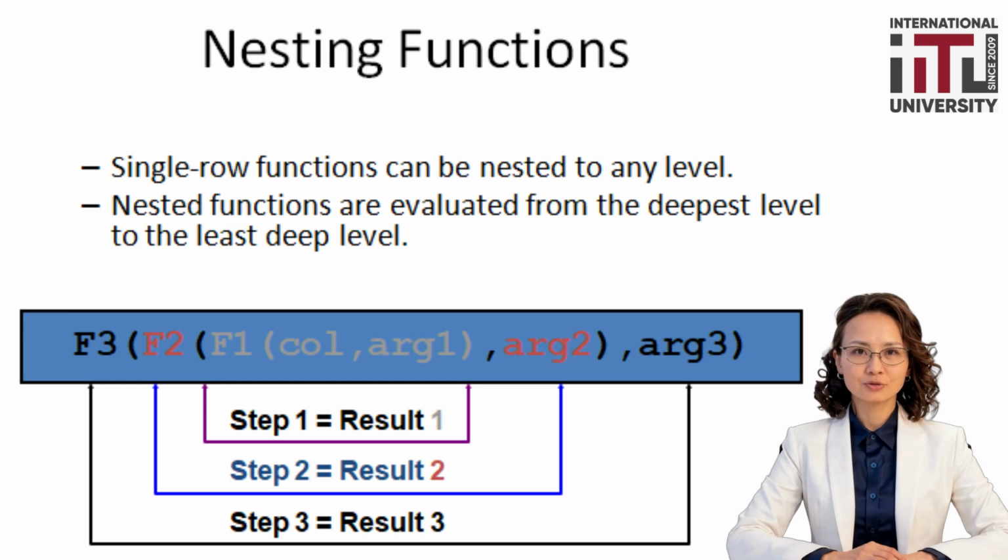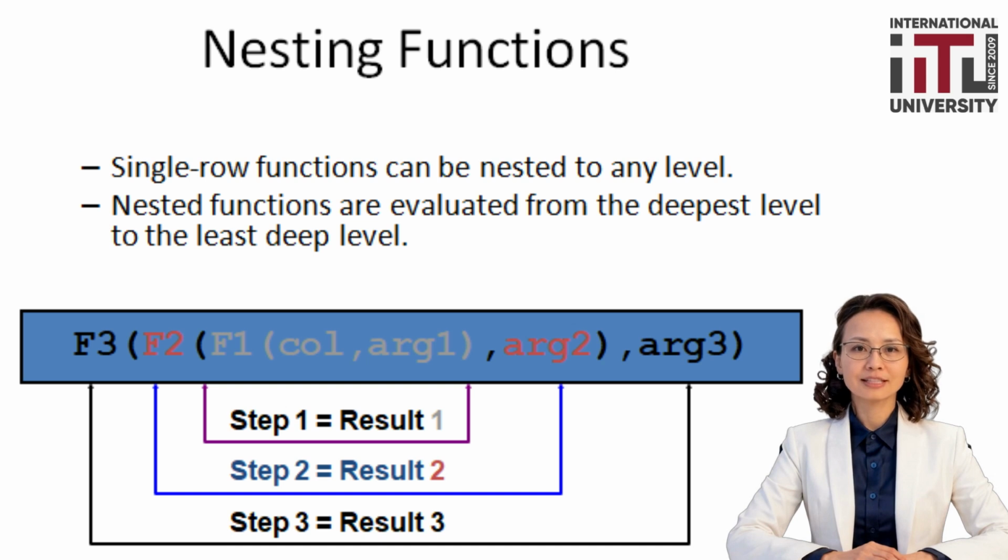Nested functions in SQL allow one function to be used as an argument inside another function. This means that the result of one function becomes the input for the next, enabling more complex data transformations within a single expression. Single-row functions can be nested to multiple levels without limitation. Oracle evaluates these nested functions starting from the innermost function and then moves outward step by step. First, the deepest function is executed and produces a result. Then this result is passed to the next function, which processes it further. Finally, the outermost function produces the final result.